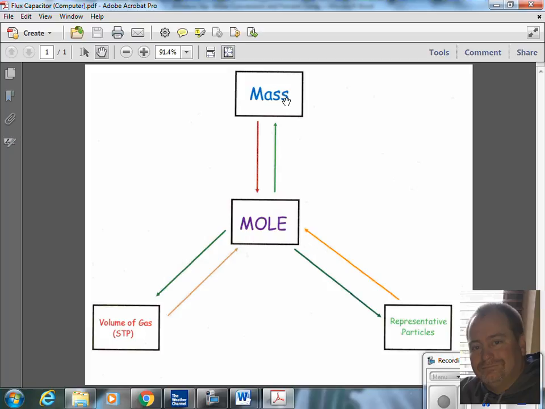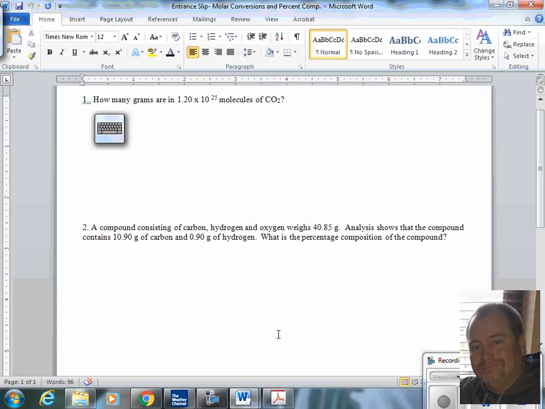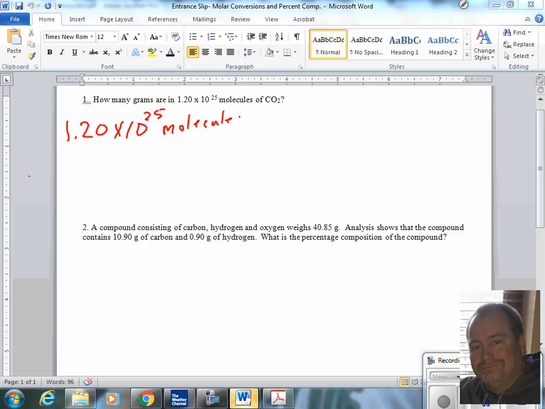So, what I'm going to do is, I say, okay, how many grams are there in that many molecules? So I'm going to write down 1.20 times 10 to the 25th molecules of CO2. I'm going to draw my conversion box because I'm going to convert that into moles.